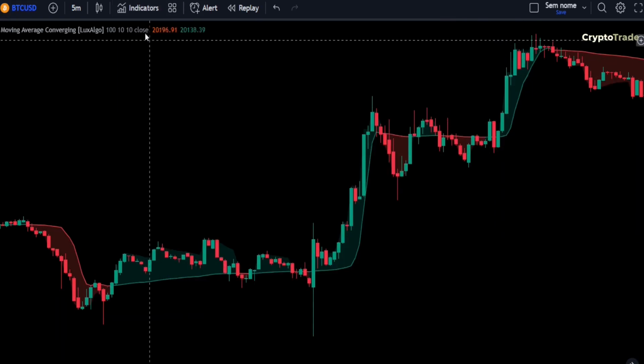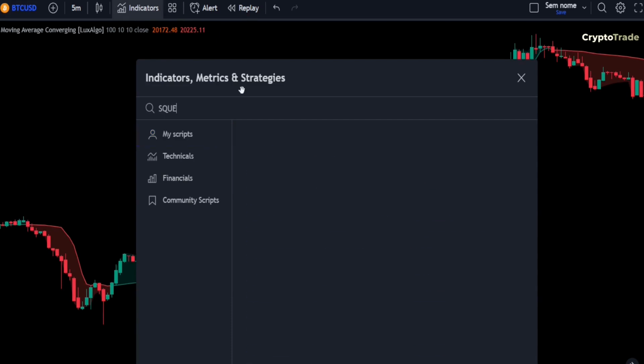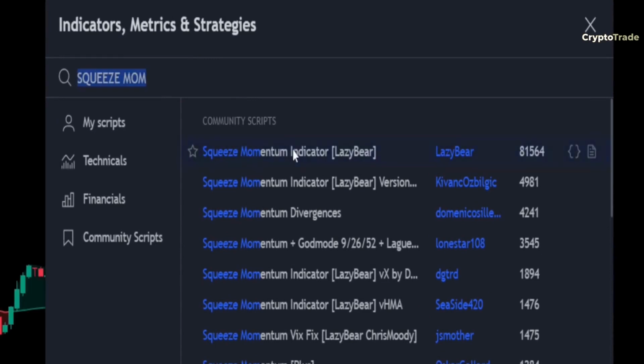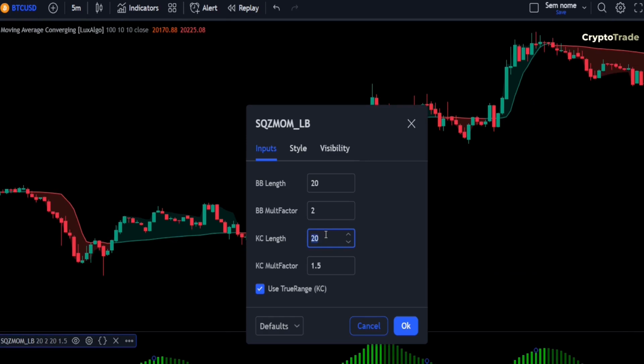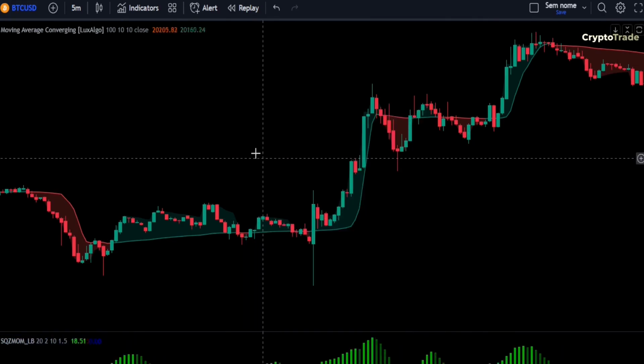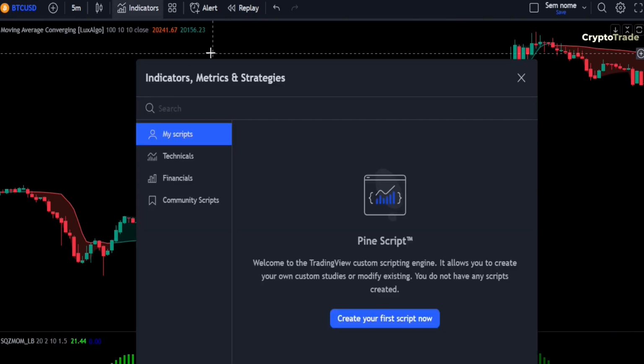To add the second indicator to the chart, open the indicator search bar in Tradingview and type Squeeze Momentum. Select the indicator as shown in the video. Click on Settings and in the Inputs tab, change KC length to 10. Click OK to finish.